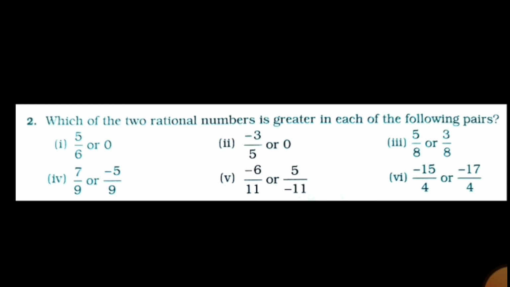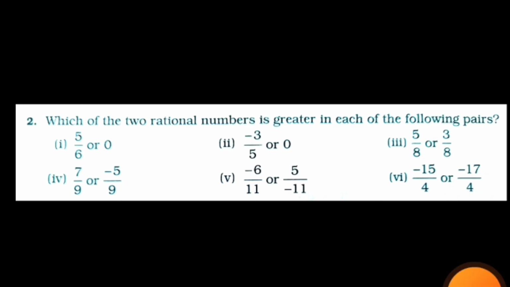Now see the 5 by 8 and 3 by 8, the third one. So we can see both have the same, means equal denominator. So now we'll compare only the numerators. So in the numerator 5 is greater than 3, so 5 by 8 will be greater than 3 by 8. In this way we'll do the remaining all.